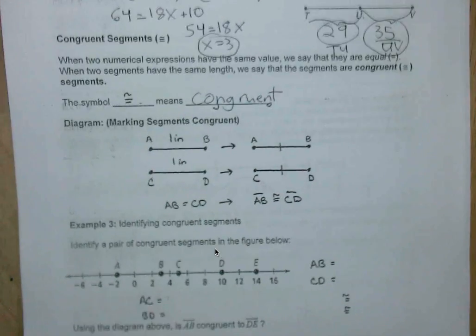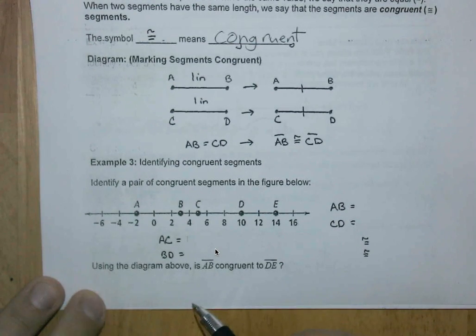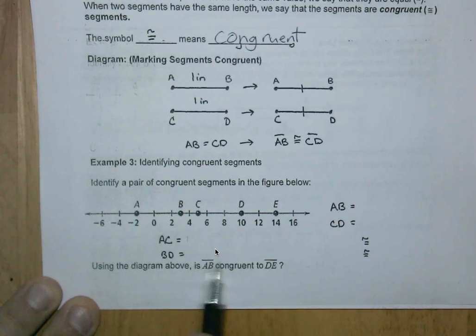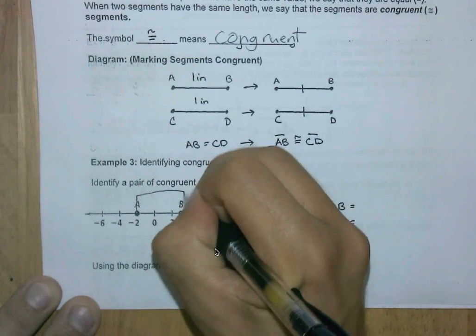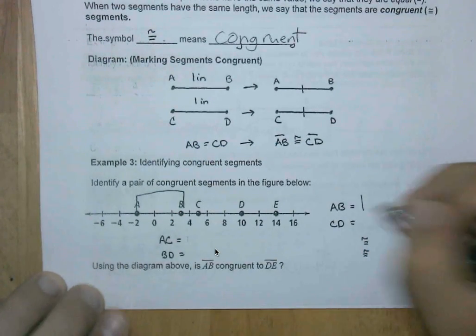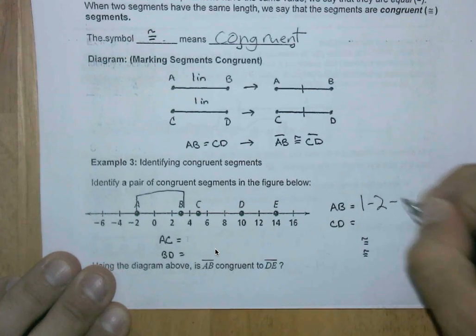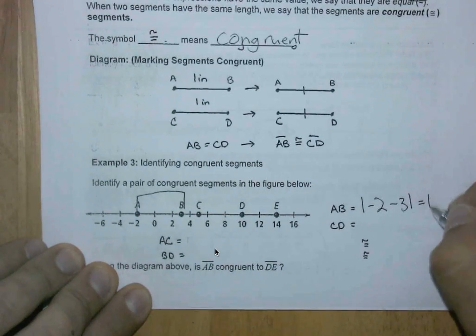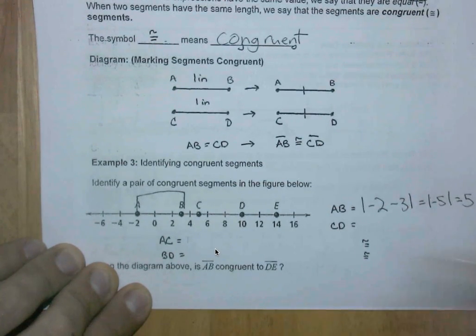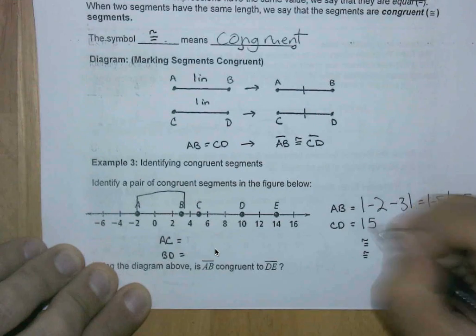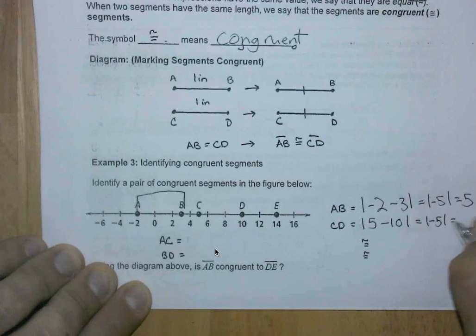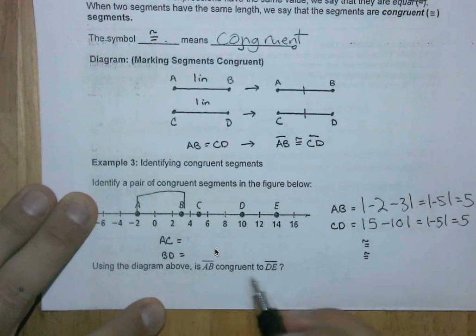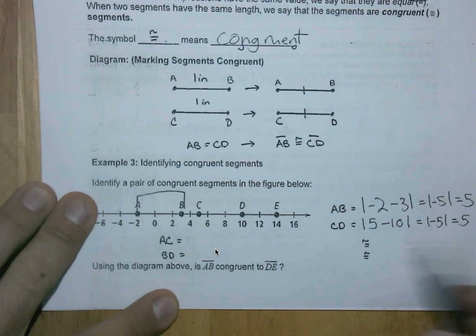Identifying congruent segments, this is pretty easy. So we are doing what exactly? Using the diagram above, is AB congruent to CD? Great question. So we know that A to B is going from here to here. So if you want to use absolute value, this is from -2 to 3. So this is the absolute value of -5, so 5 units. C to D goes from 5 to 10. Absolute value of -5 is definitely 5. So yeah, AB is definitely congruent to CD.